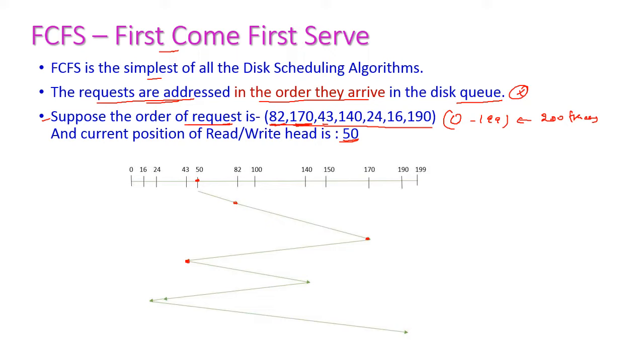Okay, this will take some time, isn't it? Each and every read write head movement takes some time. After that the data is available at position 140, isn't it? Now the read write head should move from 43 to 140. After that 24. Okay, 24 is here, then 16 is here, after that 190 is here. So in the first come first serve scheduling algorithm, the read write head movement is like this, like a zigzag movement.